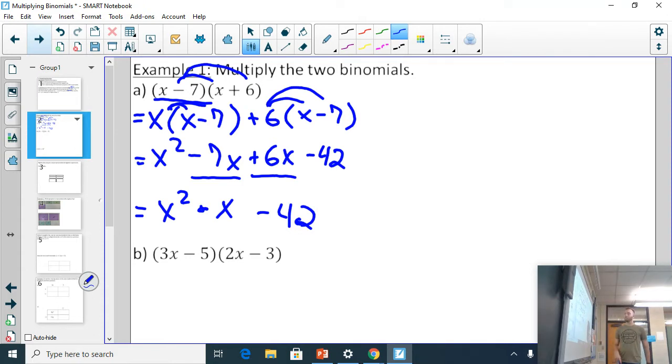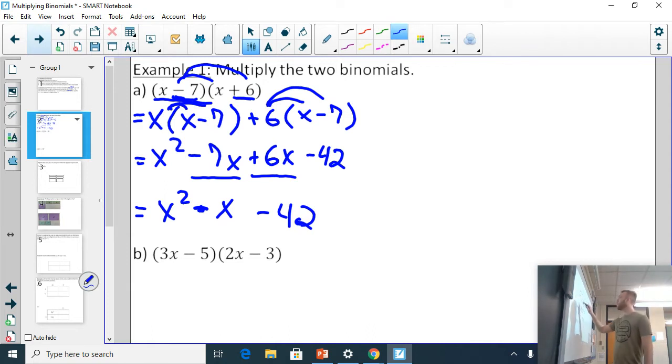And there's a couple things to take note of, and see if you see the pattern continuing. We have minus 1x here. Does that have any relation to this minus 7 and this plus 6? And then we have a negative 42 here, and does that have any relation to this minus 7 and plus 6? Just keep thinking about that as we keep going.